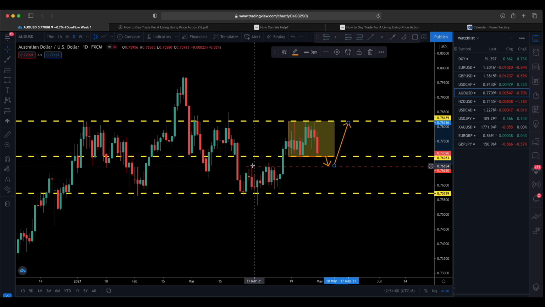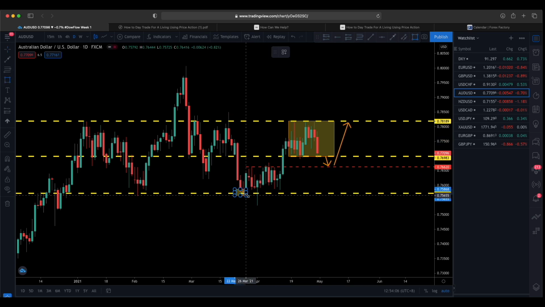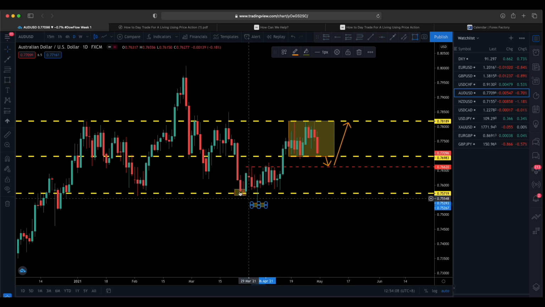There's this level right here. This is also a strong level because this is an inverted head and shoulders. Let me show it to you. This is the left shoulder, this is the head, and this is the right shoulder. So just be very careful.